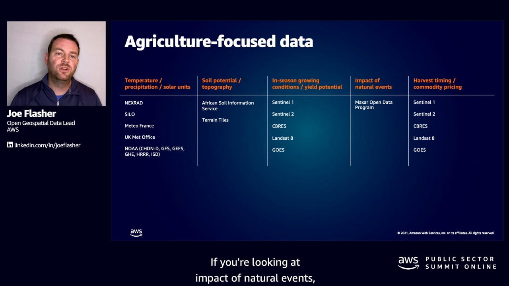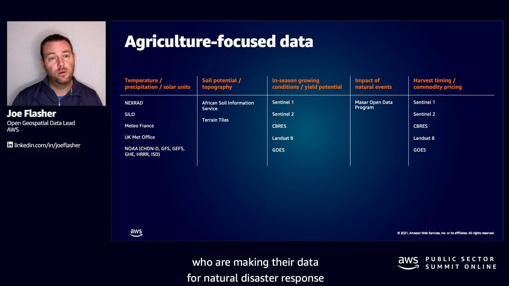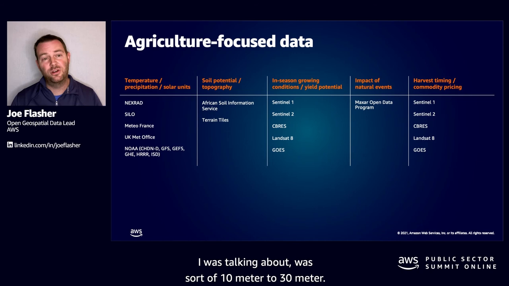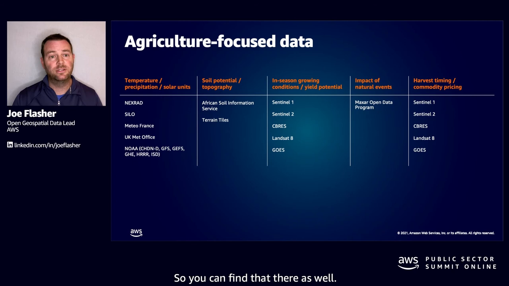If you're looking at impact of natural events, certainly flooding would potentially affect what you're doing. Wildfires, of course, as well, unfortunately. We have customers like Maxar who are making their data for natural disaster response available in AWS. And so this is high-resolution commercial data. Whereas previously, some of the satellite data I was talking about was sort of 10 meter to 30 meter, the Maxar data is more in the order of half a meter to 1 meter. And this is data that they make available for free for natural disaster response scenarios, right? So you can find that there as well.